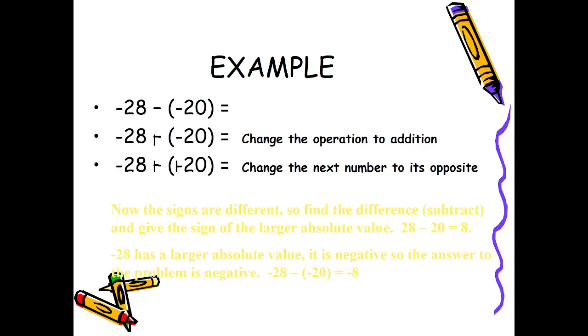Another example, negative 28 minus negative 20. We keep negative 28, our first number. We change the minus sign into plus, and then we change the sign of negative 20 into positive 20. So this time we have negative 28 plus positive 20. So how do we add integers with different signs? We subtract them. So 28 minus 20 is 8, and we copy the sign of the number with the larger absolute value. In this case, it's negative 28. So our answer here is negative 8.